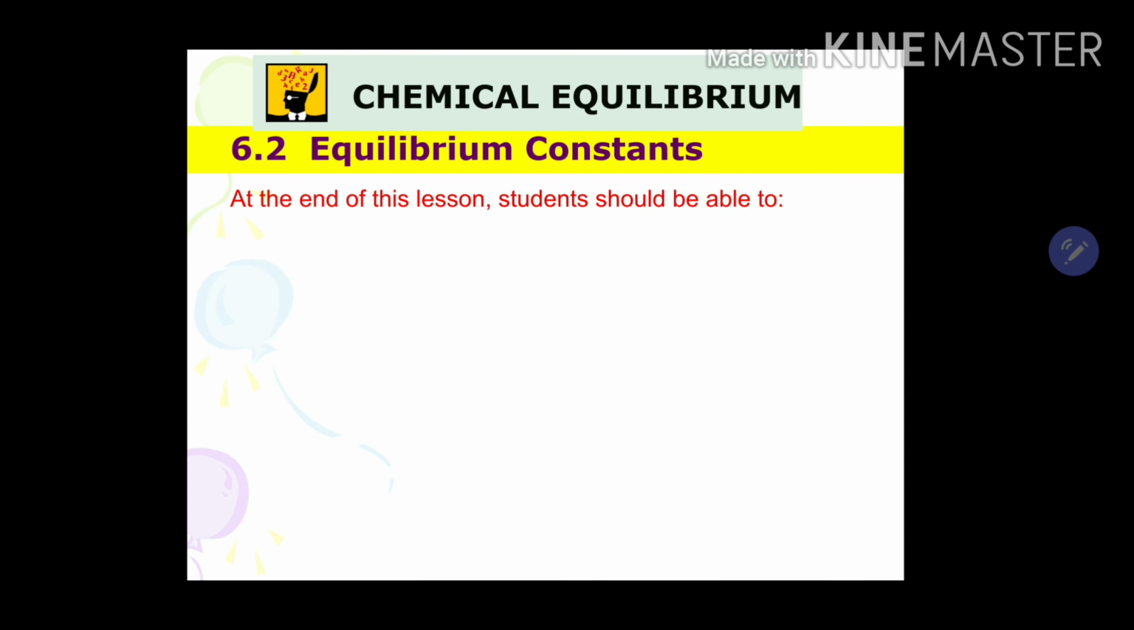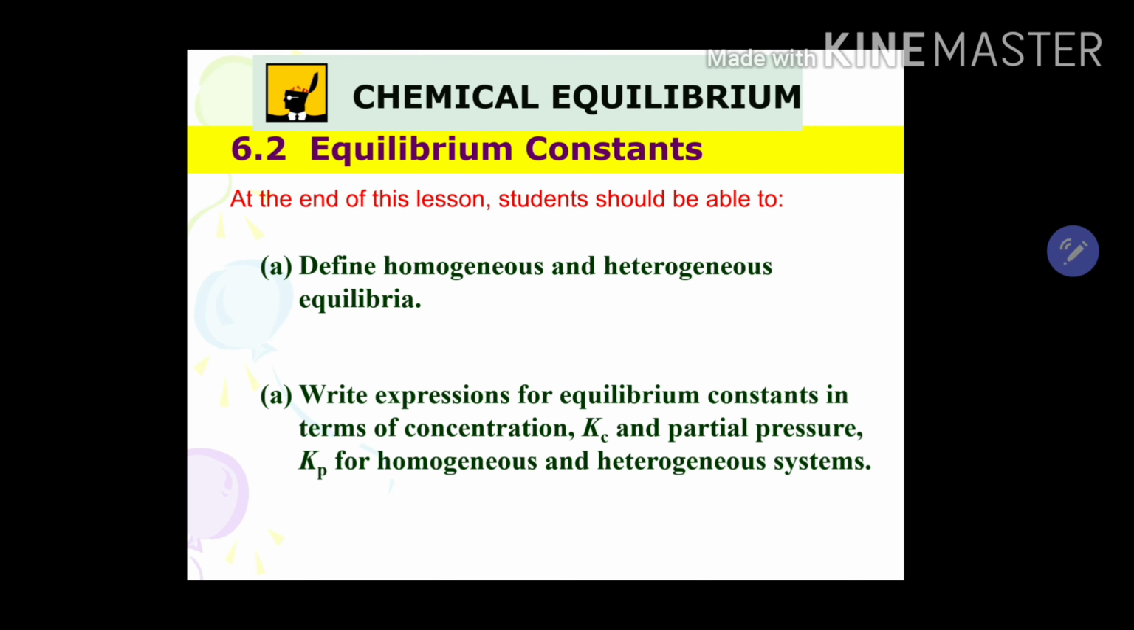6.2 Equilibrium constants. At the end of this lesson, you should be able to define homogeneous and heterogeneous equilibria and to write expressions for equilibrium constants in terms of concentration Kc and partial pressure Kp for homogeneous and heterogeneous systems.